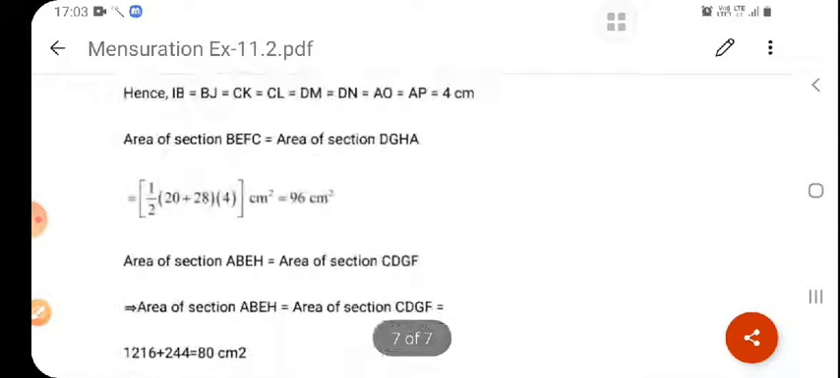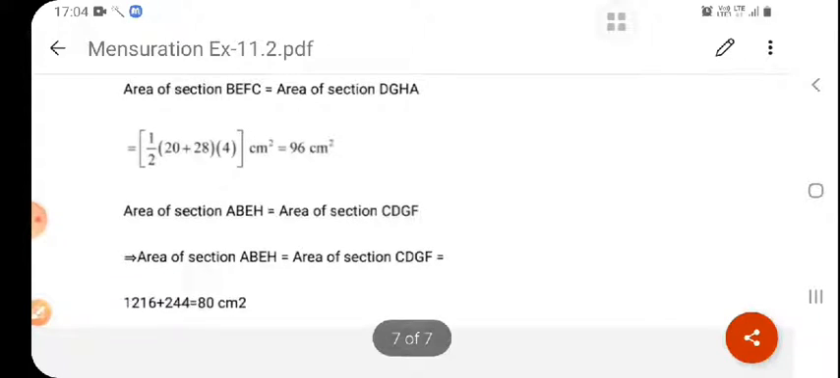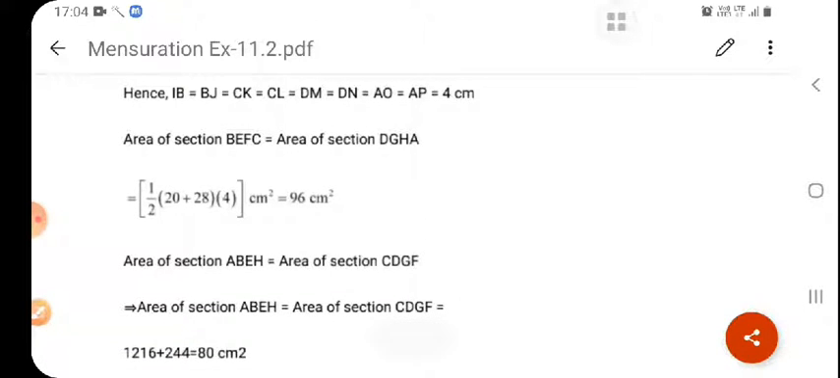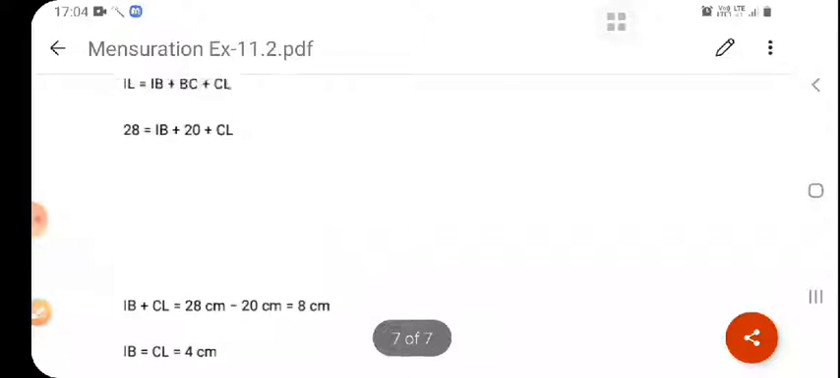And we will find the area of section ABEH, which is equal to the area of section CDGF, which is 216 plus 24, therefore equal to 80 centimeter square. In this way we will solve this exercise.